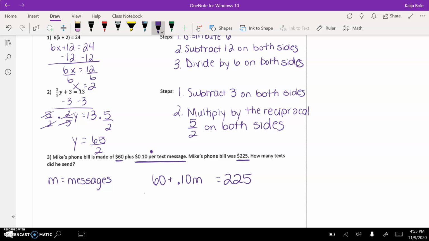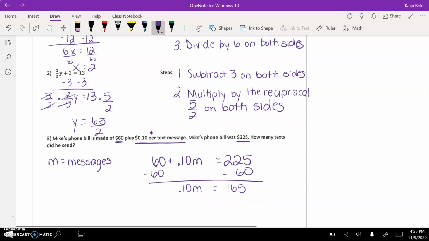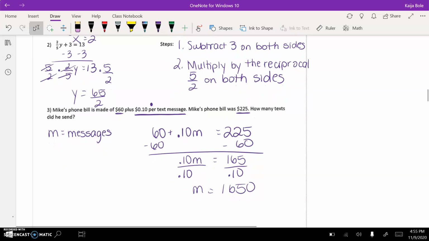Then I can go ahead and solve. So I subtract 60 on both sides. So I would get 0.10 m equals 165. And then I would divide both sides by 0.10. So I would get M equals 1,650. So you want to actually answer the question and say he sent 1,650 messages.